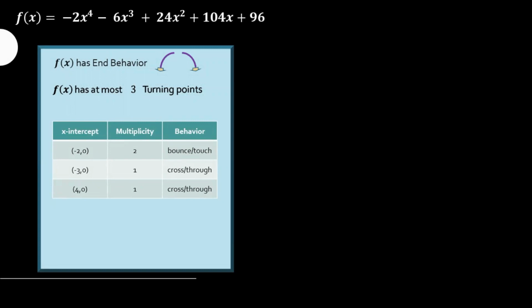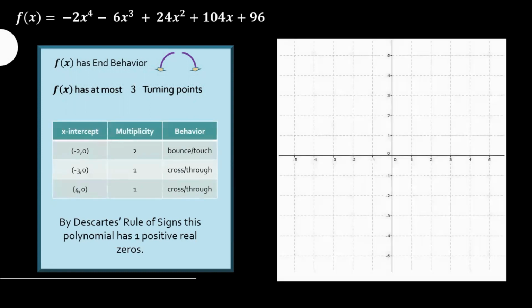As one final piece of reinforcement here, I can use Descartes' rule and see that I should have gotten 1 positive real 0, which I did. So now I'm ready to graph.